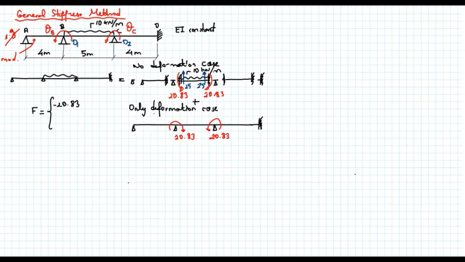My second degree of freedom is rotation at C, and the force corresponding to that degree of freedom is 20.83. It's in the counterclockwise direction. They are in the same direction. So my second component of my force vector is equal to 20.83. So here I obtain my force vector by doing the superposition. So in this step we determine our force vector. Let's put a heading here, force vector.